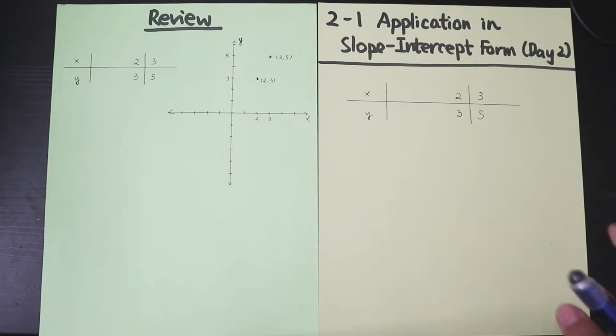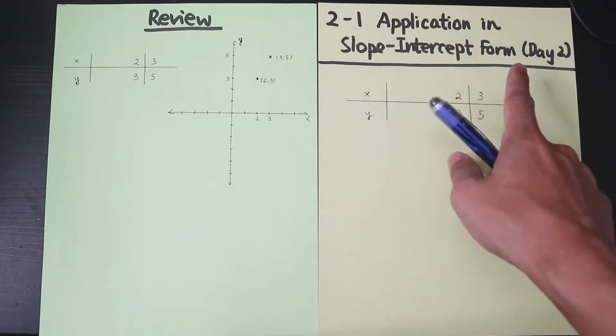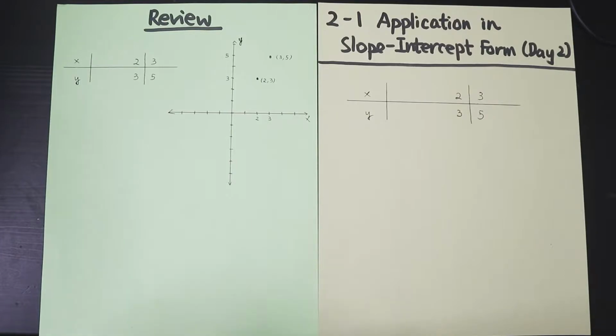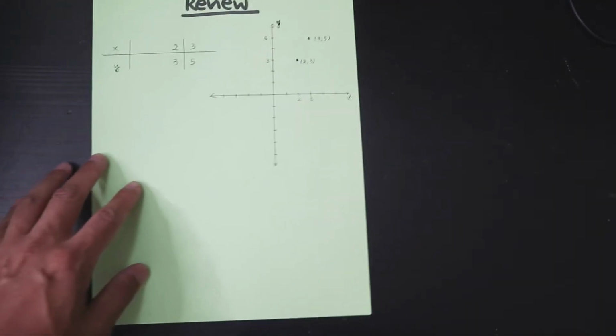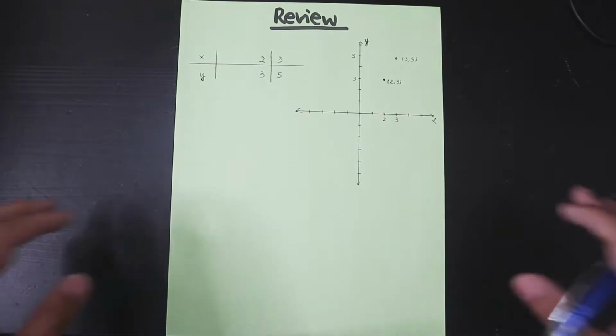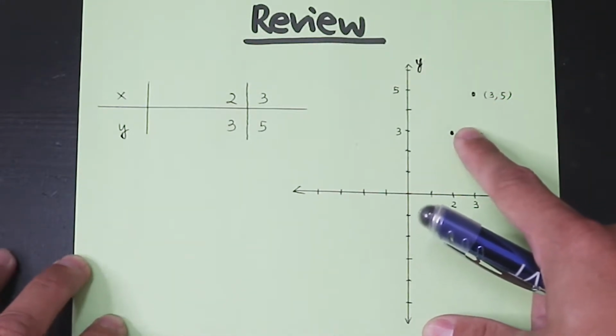Well, good morning, everybody. Today we are continuing on 2-1 slope-intercept form, and in day 2, we're going to talk about why this is useful, and are we ever going to use it in some parts of real-life situations, things like that. So before we start the lesson, let's review how to find an equation of slope-intercept form when you're given 2 points, right?